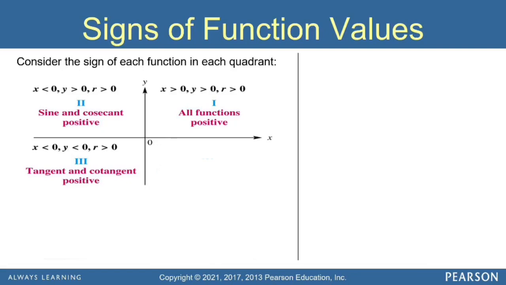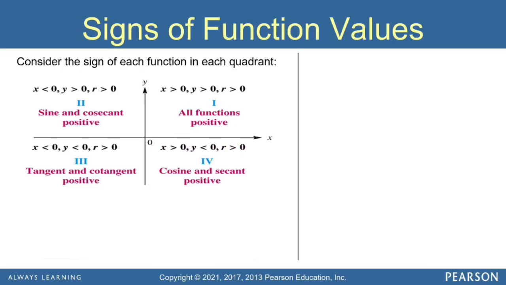In quadrant 3, we have negative x coordinates and negative y coordinates and positive r. So of course sine will be negative because y over r would be a negative over a positive. Cosine would be negative because x over r would be a negative over a positive. Tangent, however, will come out positive because tangent is y over x, which would be negative over negative, and we know that negative divided by negative is positive. So tangent will be positive, its reciprocal cotangent will be positive, everything else will be negative.